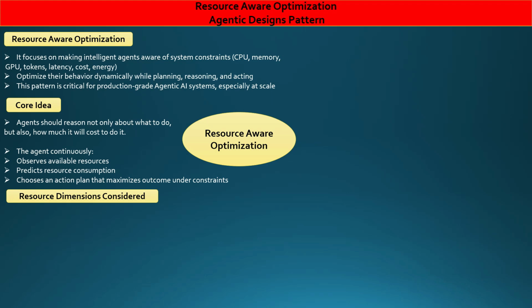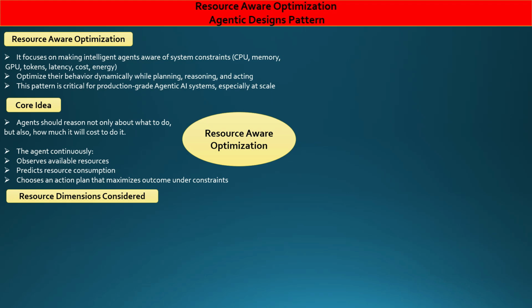Now, if we talk about cost, agent cost is not just money. It includes compute, like the CPU and GPU usage. Memory talks about the RAM and context window. Tokens are directly related to the LLM's API cost. Latency is directly related to the response time and SLA. And energy is about battery power on edge devices. So every action has a resource footprint.